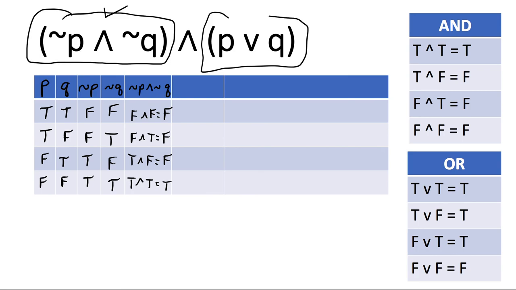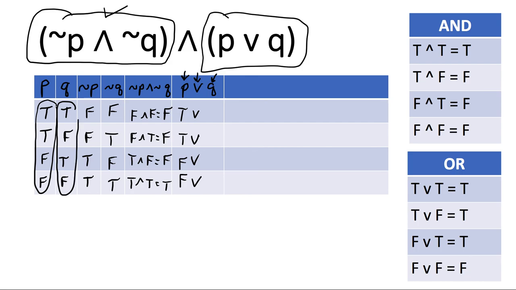So on the right side, we already have a P column and we already have a Q column. So the only thing I don't have is a column that does P or Q. So let's go ahead and put that together. Again, I need to start with some copying. So underneath this P, I'm going to copy the P values. So TTFF. I'm going to put my symbol. And then underneath the Q, I'm going to copy the Q values. So TF, TF.